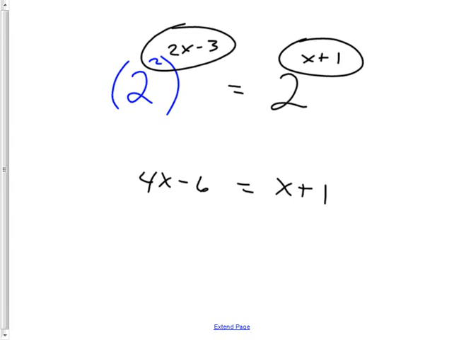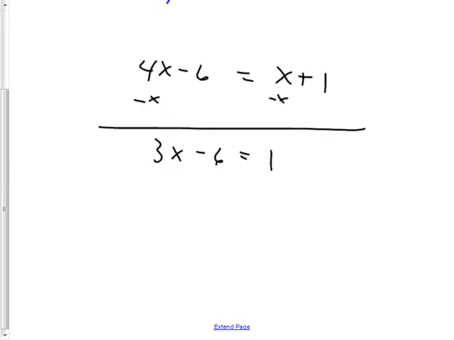Now I have x's on both sides. Get rid of the smaller one. And I got 3x minus 6 equals 1. And then I'm going to add 6 to both sides. 3x equals 7. X equals 7/3. Did I screw something up? I heard a voice. I think I did it right.